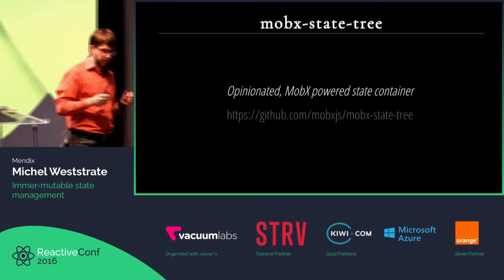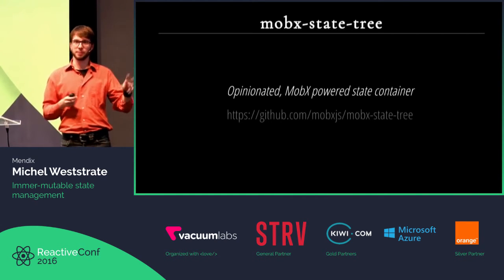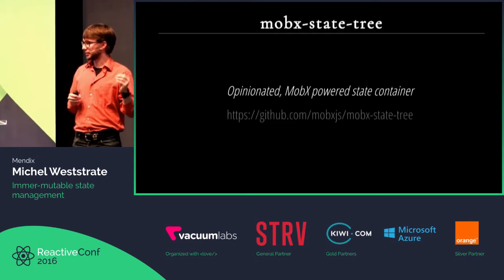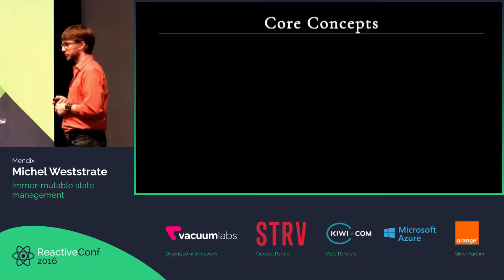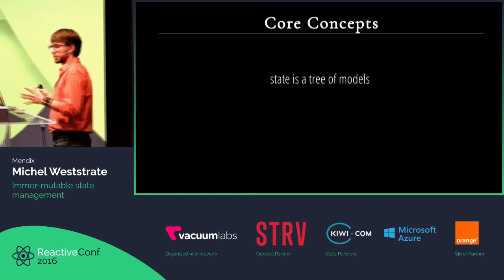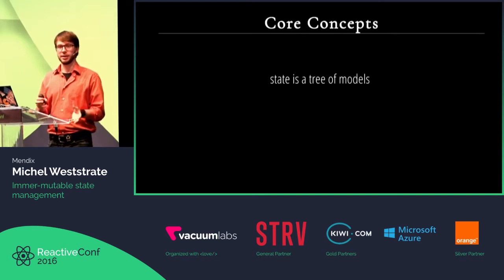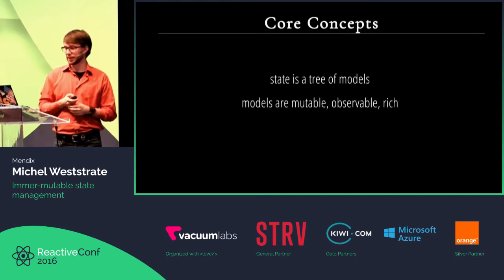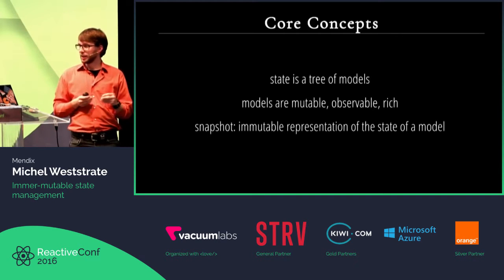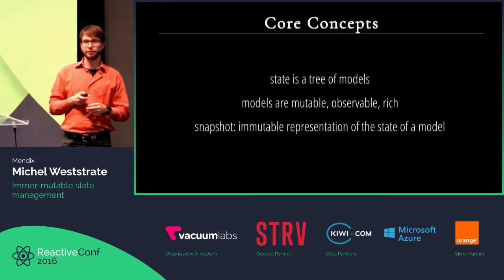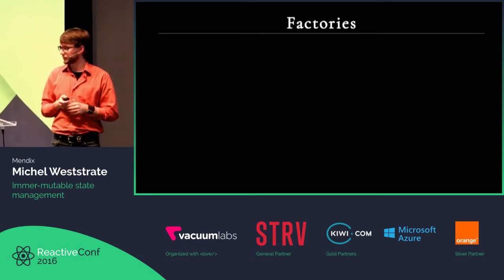Based on that principle, I wrote a small experimental package that leverages this concept and does this serialization in a standardized way for you. So its core concept is that your state is a tree of models, and each of those models is a tree in itself again. And those models are mutable, they're observable, they're rich. And at any moment in time, you can just have a very cheap snapshot of them.